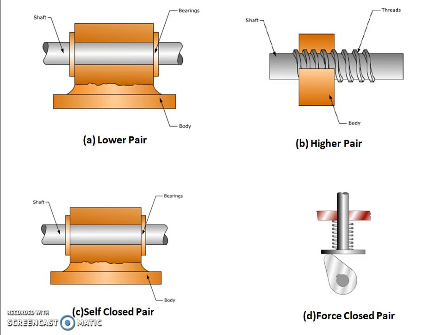Then next one is the force closed pair. When two elements of the pair are connected mechanically but are kept in contact by the action of external forces, the pair is said to be a force closed pair. For example, cam and follower. The cam and follower are kept in contact by the action of the external spring attached to the follower. So the two elements, the follower and the cam, are kept in contact by the spring force. Such a pair is known as a force closed pair.